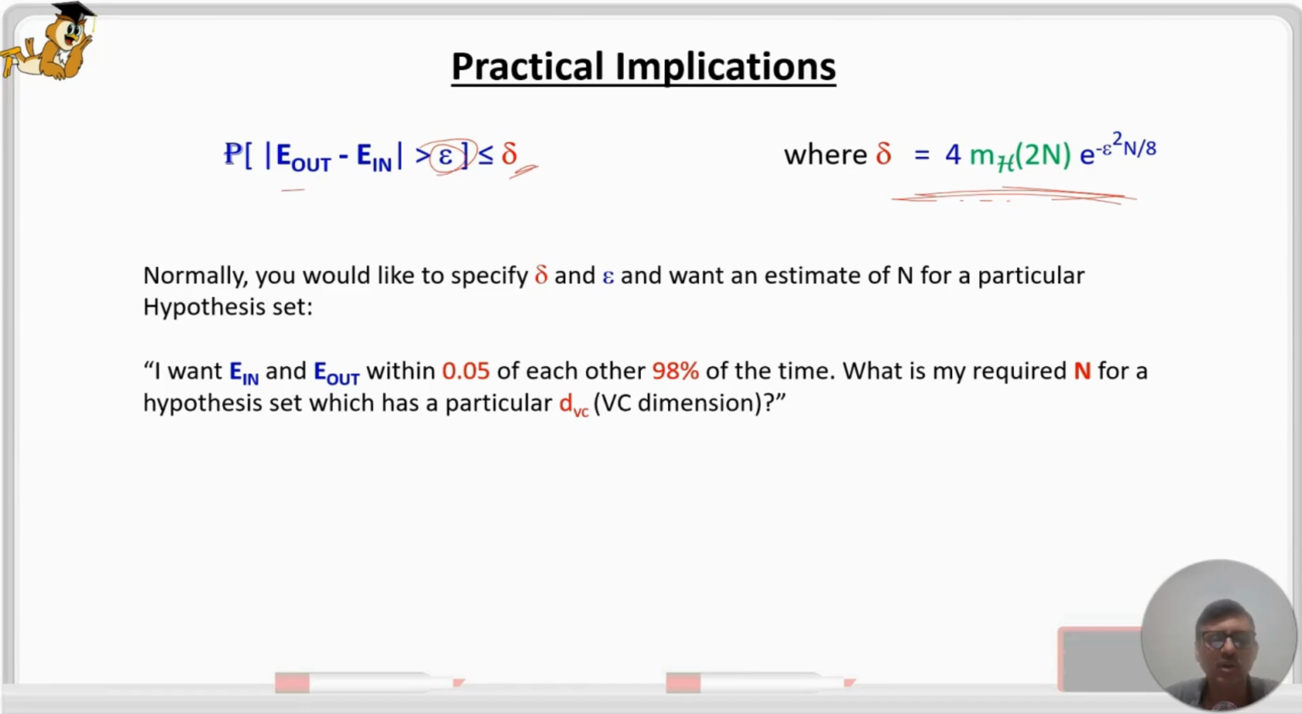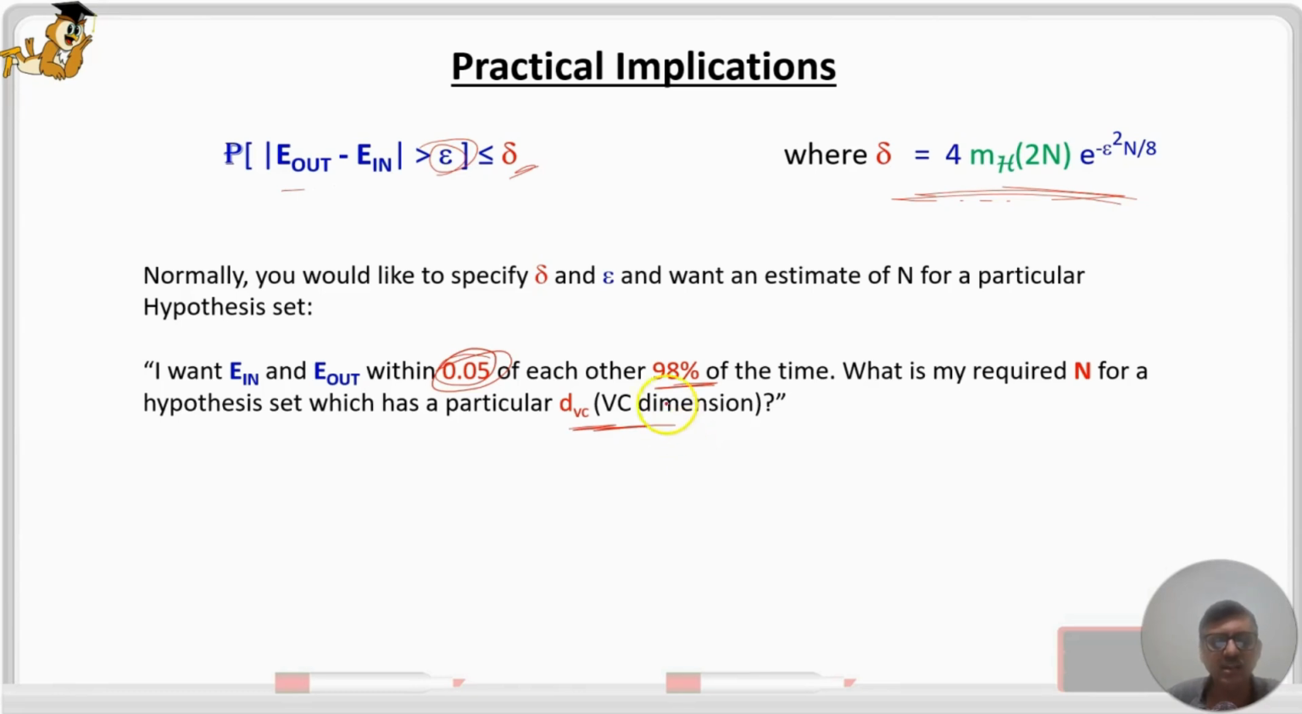So you would say that I want my E in and E out to be within, let us say, 0.05 of each other, so relatively close to each other 98% of the time. That is what you would specify, and you would ask the question: what is my required n for a hypothesis set which has a particular VC dimension? That is the question you would ask. Before we jump into answering that question, let us first understand one thing.